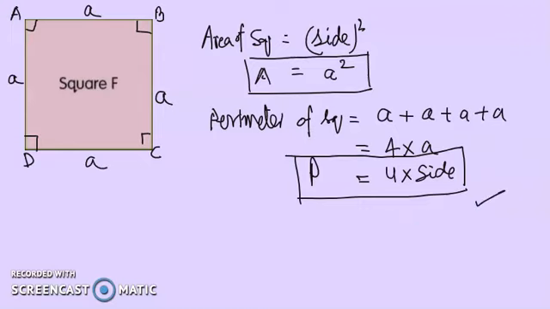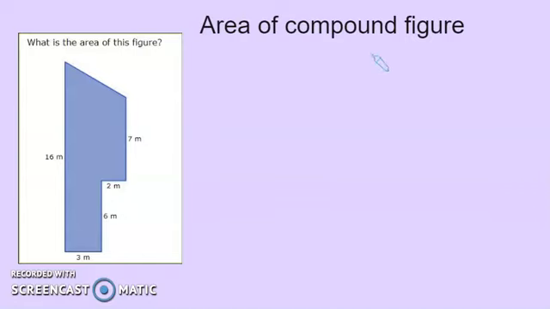In this part of the video, we are going to discuss area of compound figures. What are compound figures? A figure that has a rectangle, triangle, square, we call them compound figures. So one example is before you, and you have to find the area of this figure. So how to find it? We can try to divide it into different triangles and rectangles.